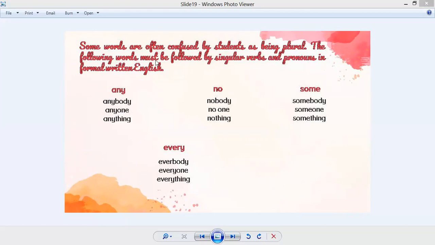The following words must be followed by singular verbs and pronouns in formal written English. ये सारे जितने words हैं वो singular हैं, and hence they will be followed by what? A singular verb.